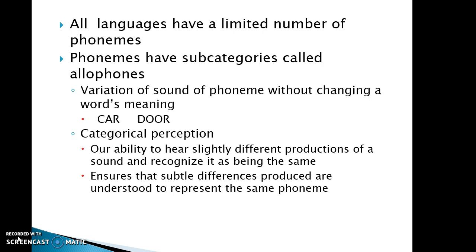Another thing that's interesting for early phonological development is this idea of categorical perception. And what we're really talking about with this is the idea that we can have people produce words and sounds just a little bit differently, but we have to recognize them as the same. So in that example of fine and phone, those are 2 variations of the same sound, and we need to be able to, as an English language user, know that those 2 sounds are representing the same sound. So with categorical perception, it ensures that subtle differences produced or understood represent the same phoneme.